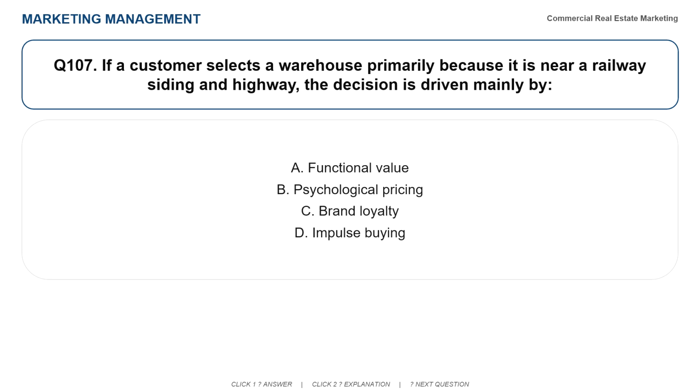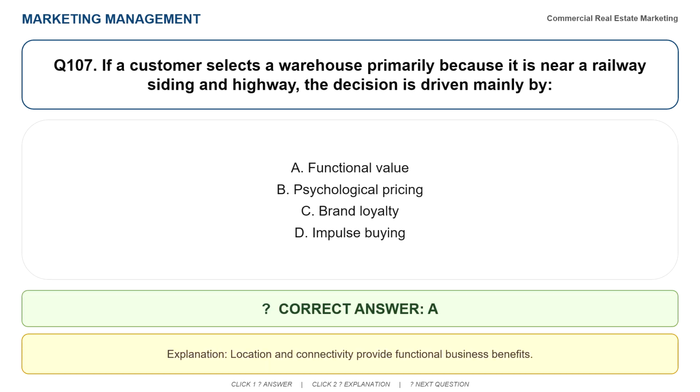Option B, psychological pricing. Option C, brand loyalty. Option D, impulse buying. The correct answer is A. Explanation. Location and connectivity provide functional business benefits.